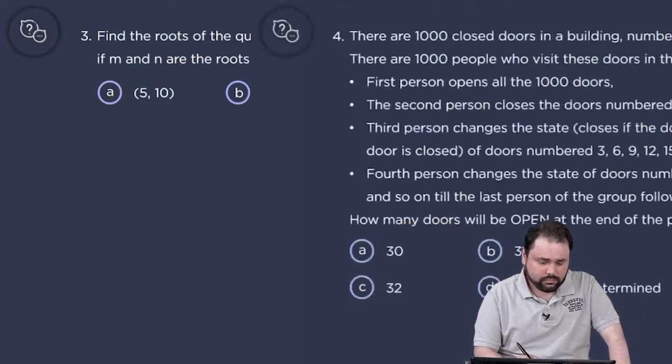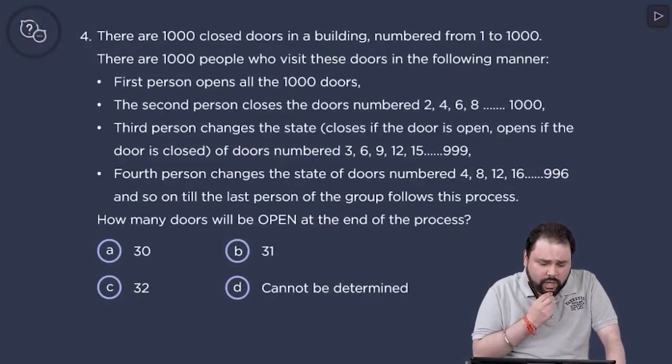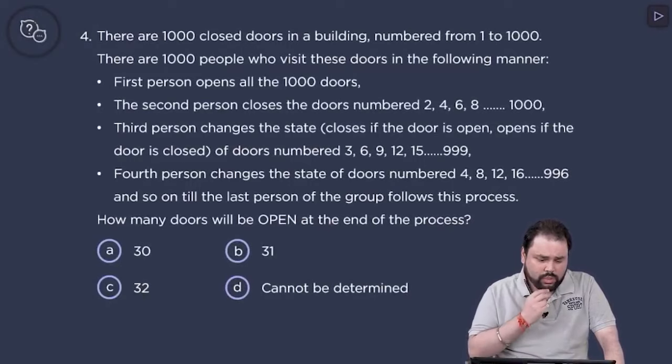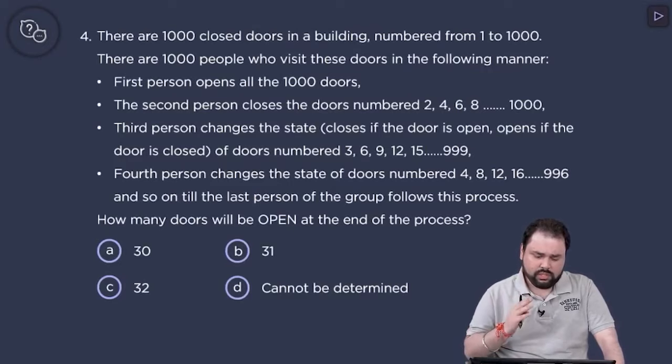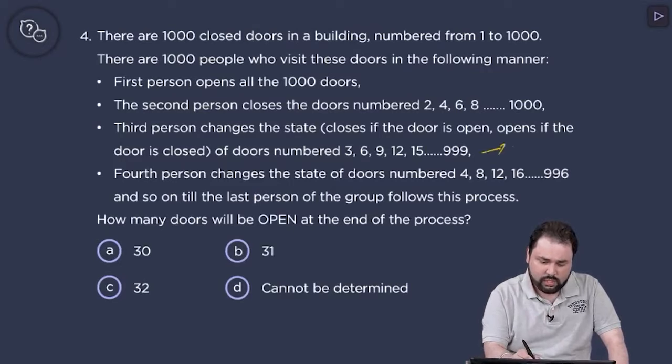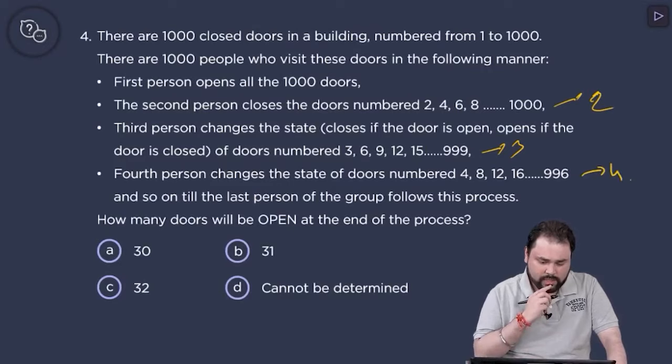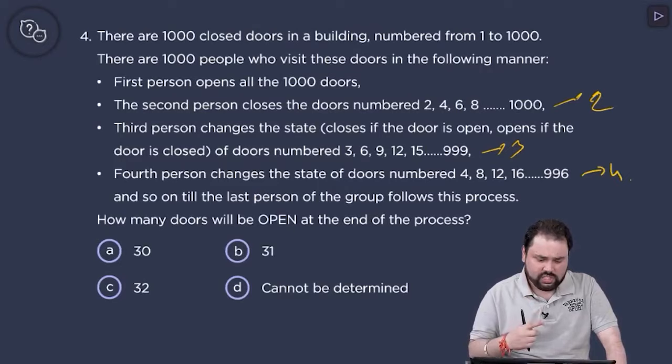Perfect. Okay. So there are 1,000 closed doors in a building numbered 1 to 1,000. There are 1,000 people who visit these doors in the following manner. First person opens all 1,000 doors. Second person closes the doors numbers 2, 4, 6, 8. So all even will be closed. Third person changes the state, so closes if the door is open, opens if the door is closed, of doors numbered multiples of 3. Next one multiples of 4.